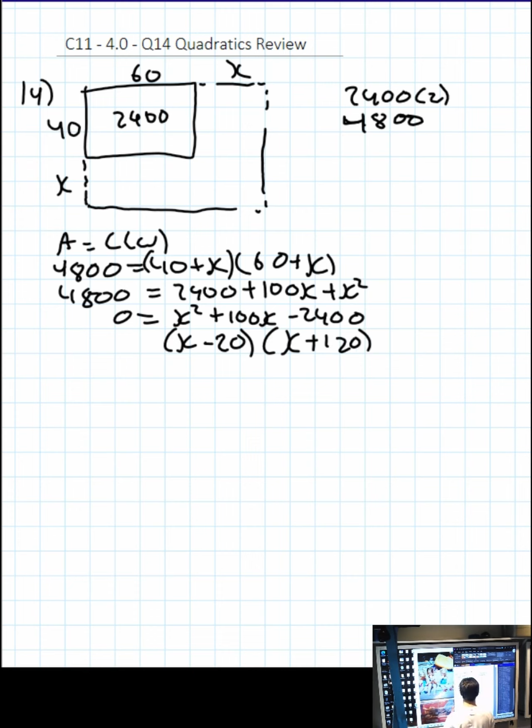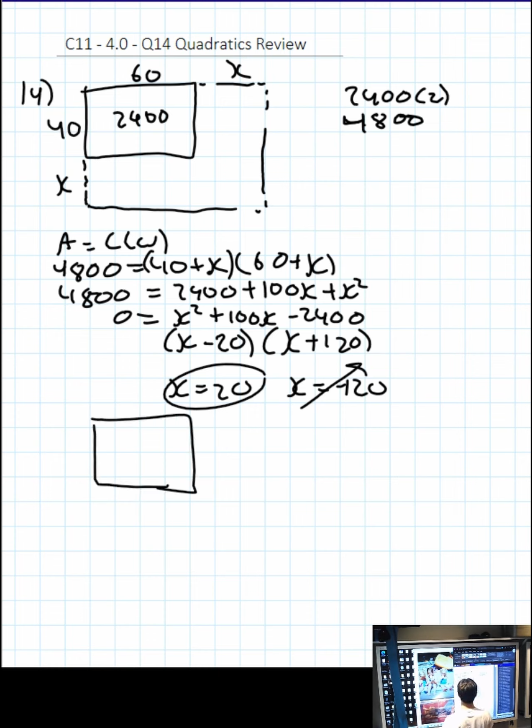We can then say x equals 20 and x equals negative 120. We can't increase it by a negative amount. We can reject it, and x equals 20. Let's redraw a diagram of a large rectangle. And if we increase 40 by 20, we get 60. And if we increase 60 by 20, we get 80. And let's say 60 times 80 equals 4800. Check mark. All right.